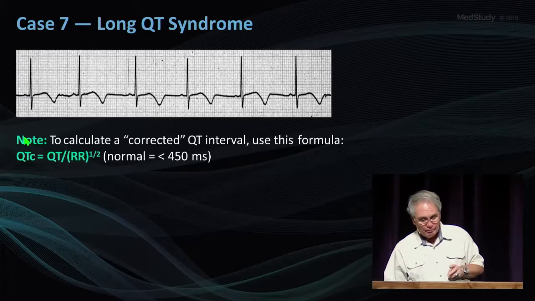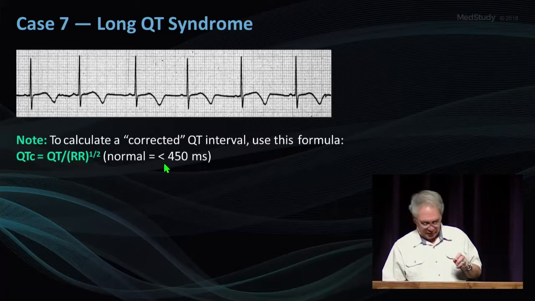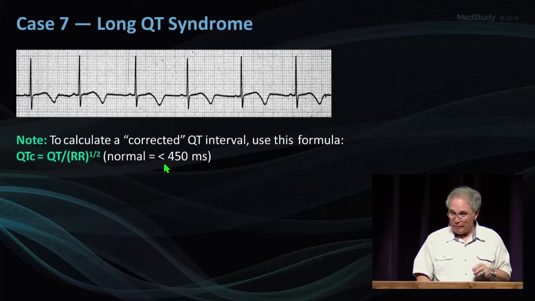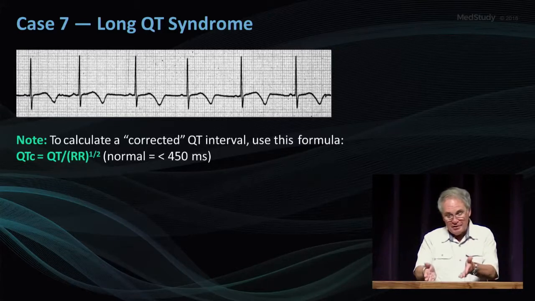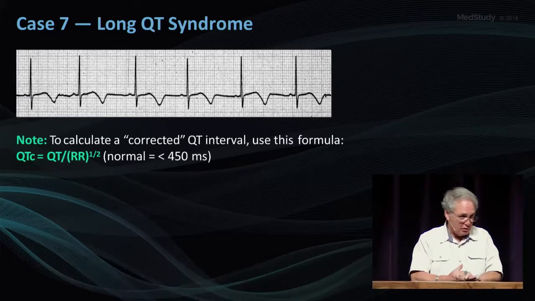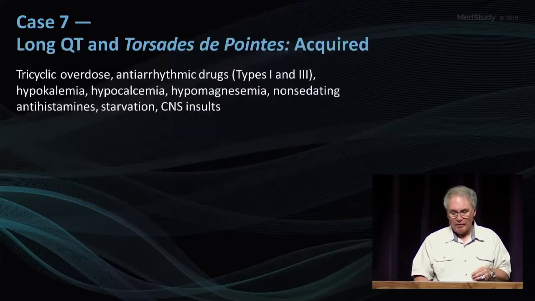And the way we calculate the corrected QT interval is to take the measured QT interval and divide it by the square root of the RR interval. That's the famous Bazett correction. And your corrected QT interval should be less than 450 milliseconds, 0.450 seconds. Okay, but this is obvious. Looking at this, this is long QT syndrome, a long QT interval, bizarre T waves.